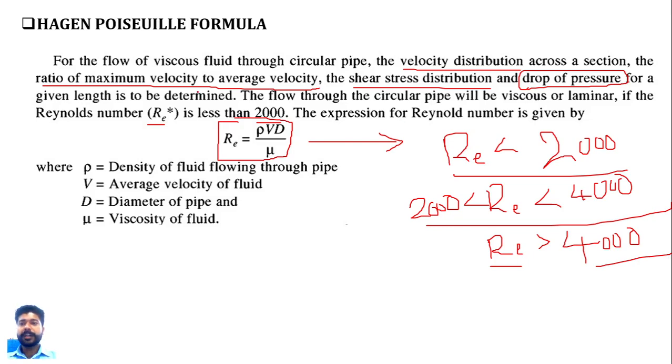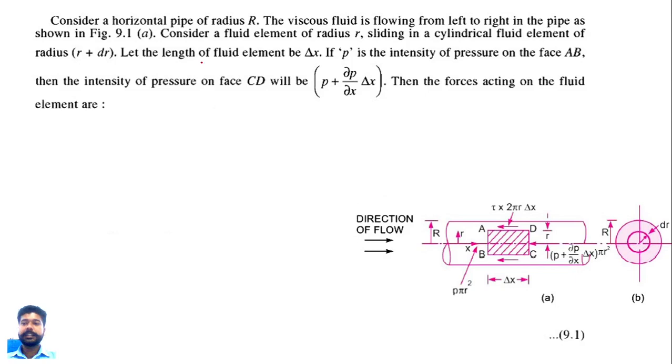So let's start our Hagen-Poiseuille formula. Let's consider a horizontal pipe. In this figure you can see one horizontal pipe, and the fluid is flowing from the left side to the right side in this pipe section.